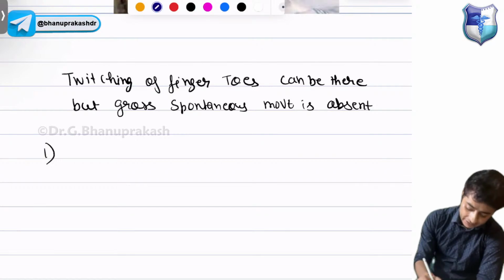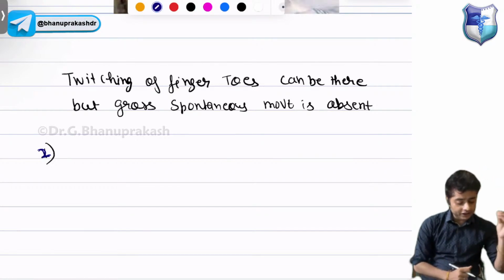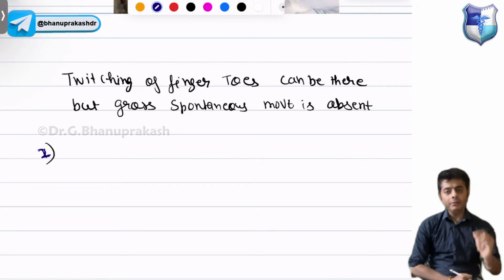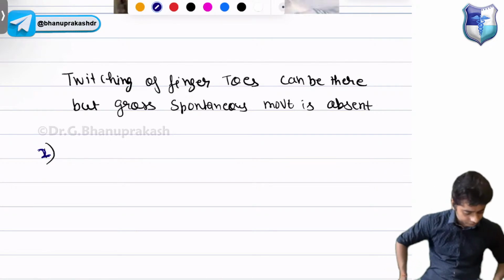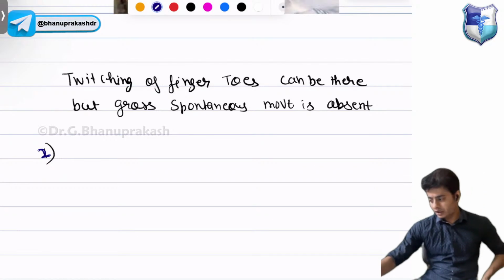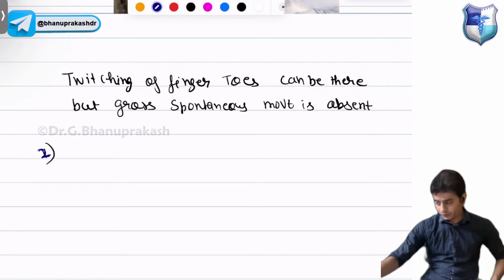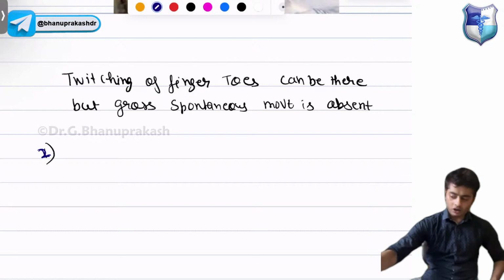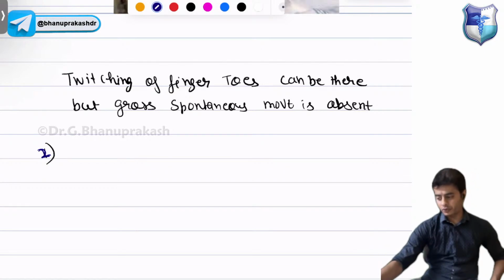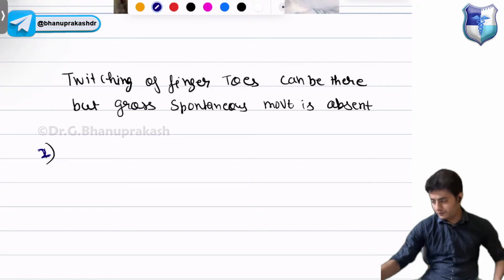Another thing: in these patients, will the deep tendon reflex be present or not? Anyone can tell me? In these patients, will deep tendon reflex be present or not? Arya is saying no. Everyone is saying no. Okay.